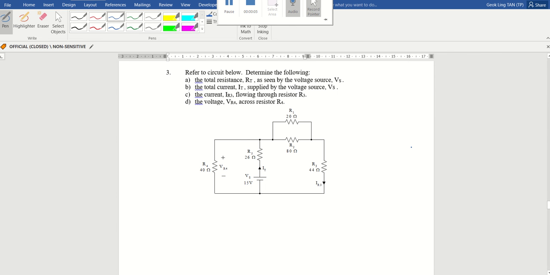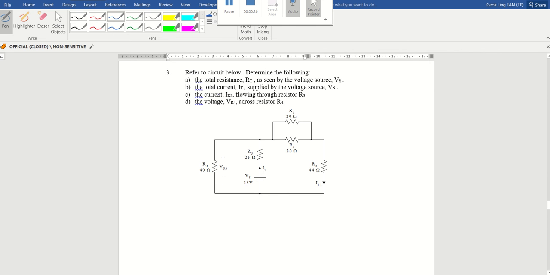Okay, so for question 3, you're given this circuit diagram here. You're asked to find the total resistance as seen by the voltage source Vs. On this side you have R1 and R2 in parallel, and they are in series with R3. And on the left you have R4.